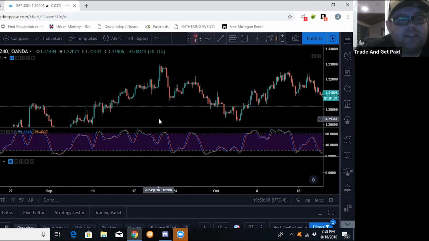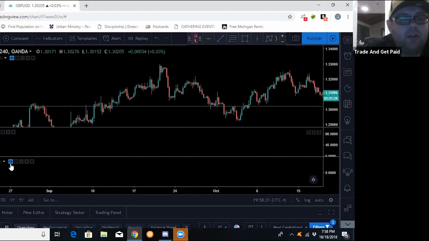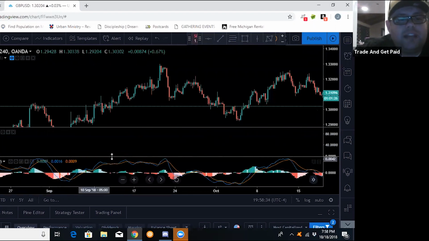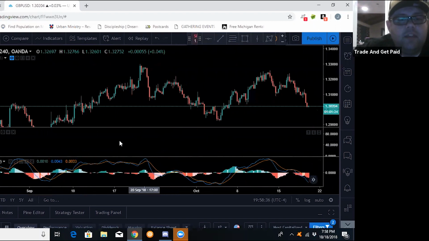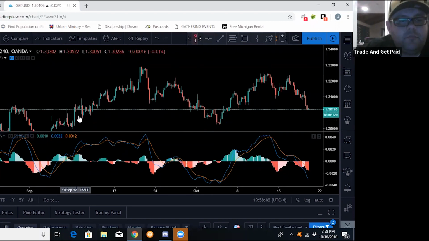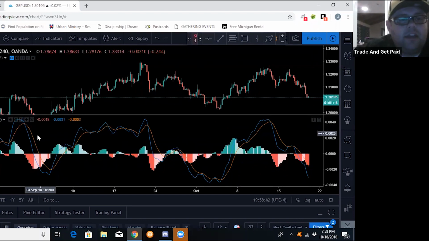The stochastic and the MACD, which is what I'm going to show you now, are probably the two most lagging indicators of all of them. The MACD, let me delete these ones so you can see it better. The MACD is similar to the stochastic, where it uses moving averages, showing you the overbought and the oversold, but it also gives you the volume bars. It gives you the volume of the current move at the same time.